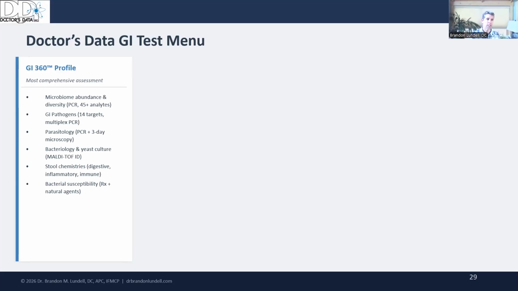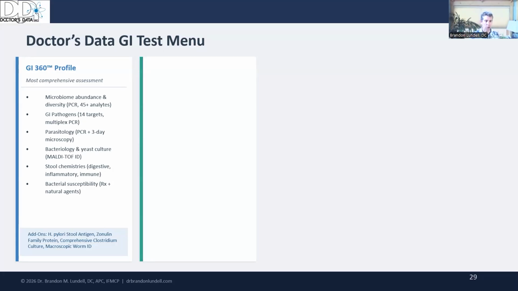So the GI 360, we've got the microbiome abundance and diversity and GI pathogens. We'll get into that. It's got the bacterial susceptibility and stool chemistries. You can do add-ons like H. pylori, stool antigen. You can do zonulin. You can do a comprehensive Clostridium culture. Usually, if we see a C. diff toxin, then that should trigger the C. diff culture. Then you have macroscopic, look, and you have worms ID, parasitology.